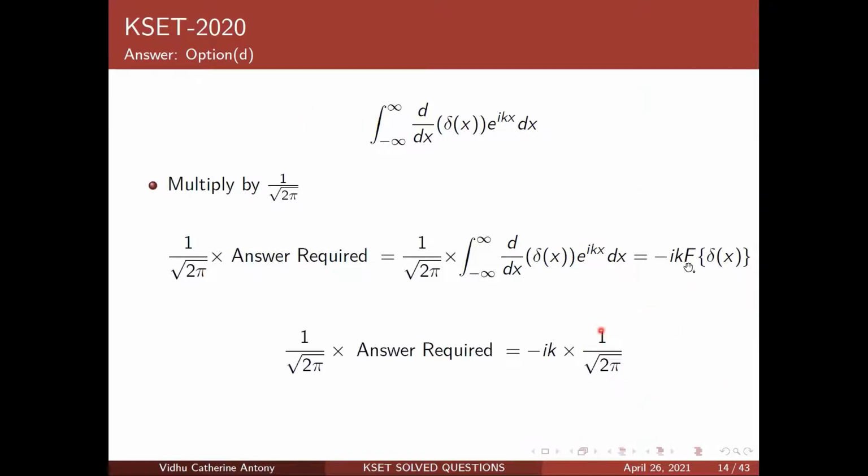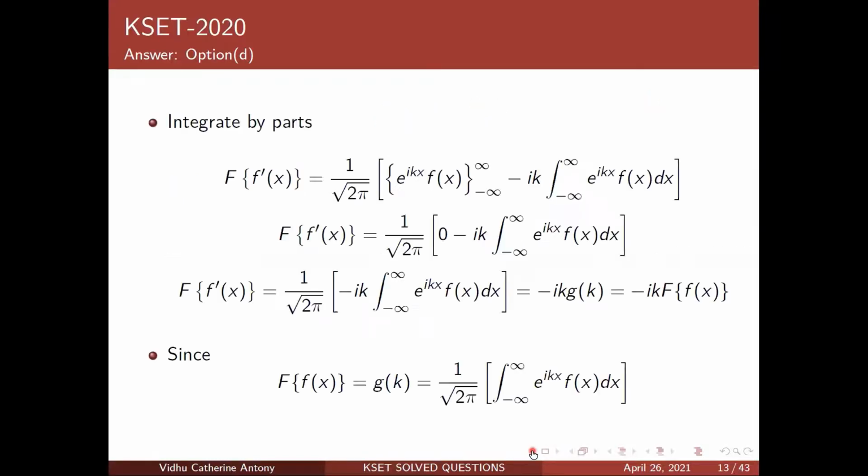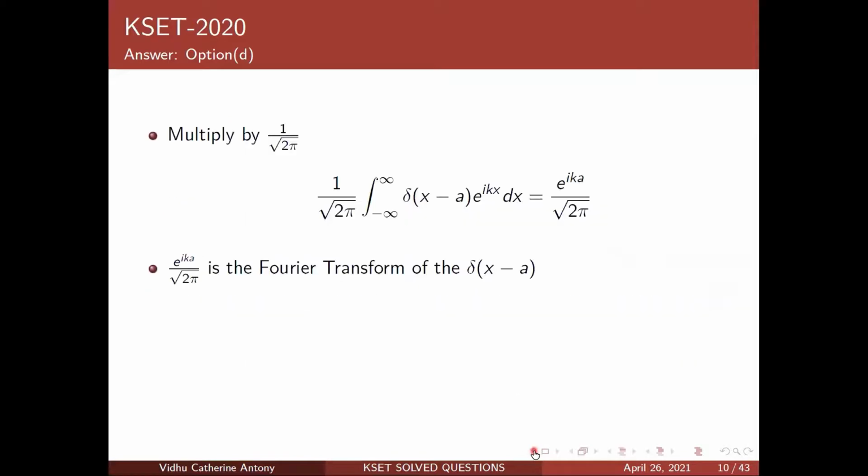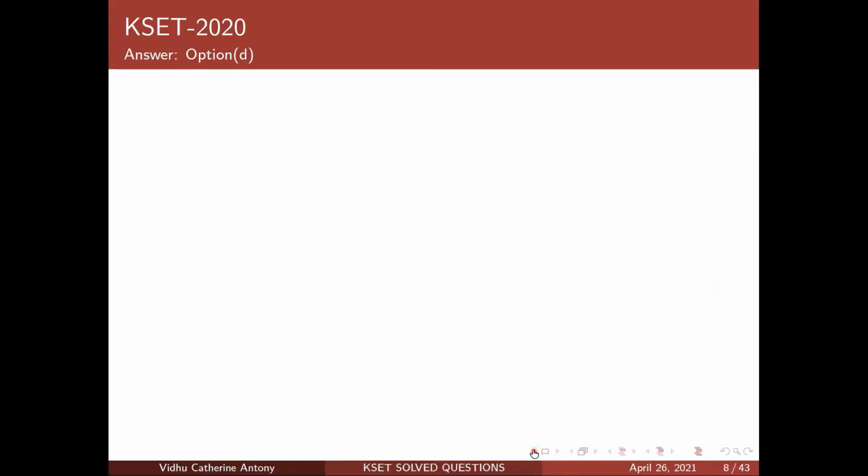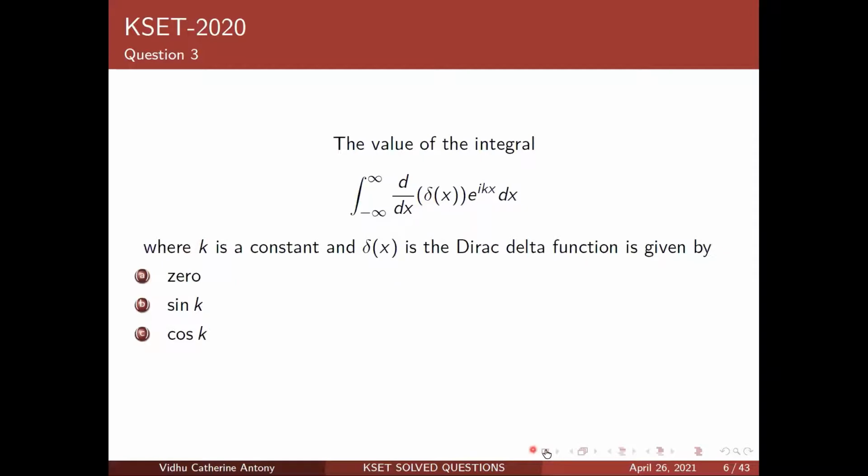So you get this particular value to be evaluated as 1 divided by root of 2 pi into minus ik. So you cancel both of these sides. The answer required finally is minus ik. Let's go back to the question. That's going to be a lot of slides. Once we go back to the question, we realize it's option D, which is minus ik.